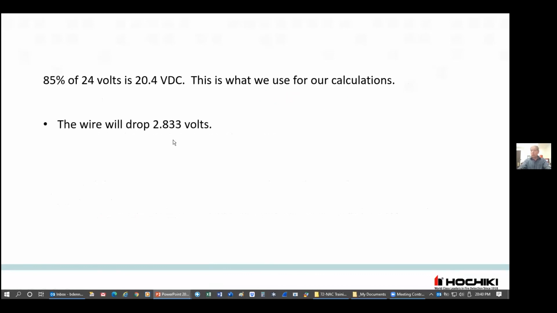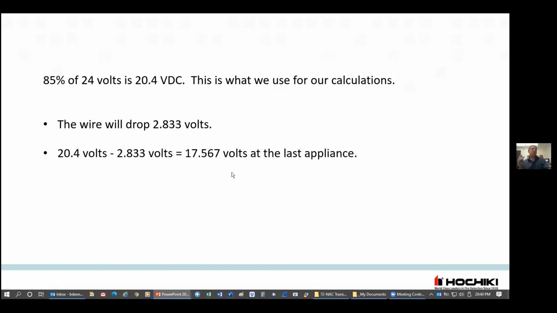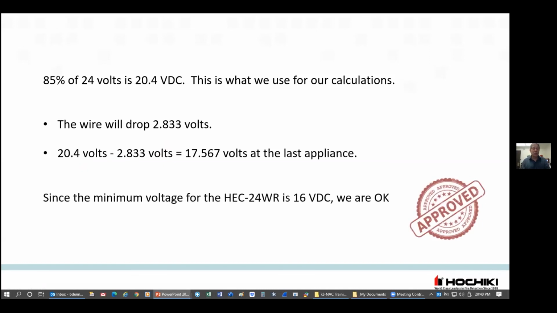The wire will drop 2.833 volts. 20.4 volts at the panel minus our voltage drop, 2.833, we will have 17.5 volts approximately at the last notification appliance. Now, the specification told us that 16 volts is the minimum, so we're okay. We have 17.5 volts. It'll work down to 16 volts, no problem.